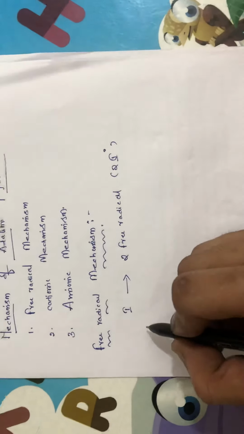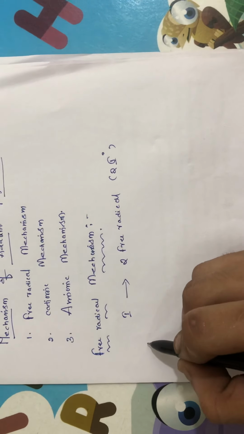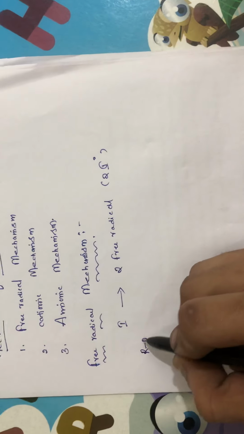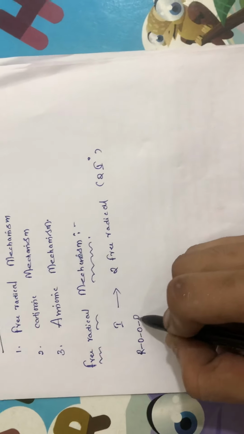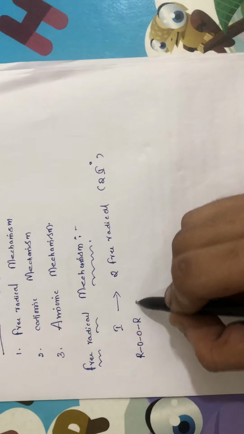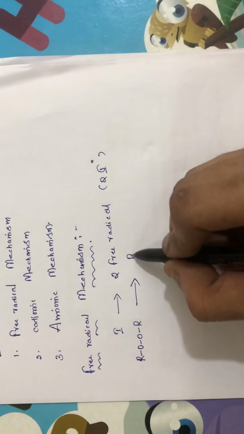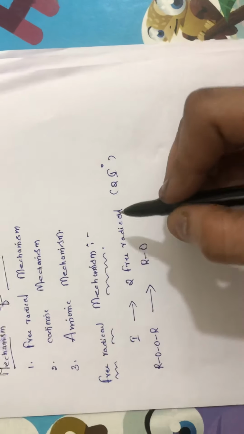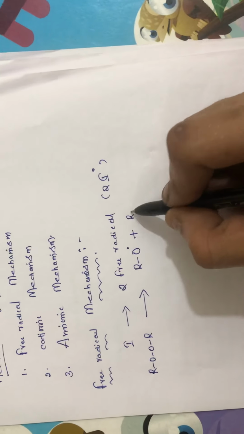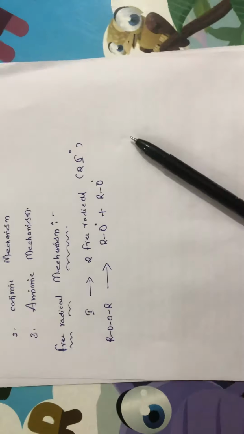Okay, I will take an example for an initiator: R O O R, R O O R. Okay, this is a catalyst. So this will dissociate into RO free radical plus RO free radical.